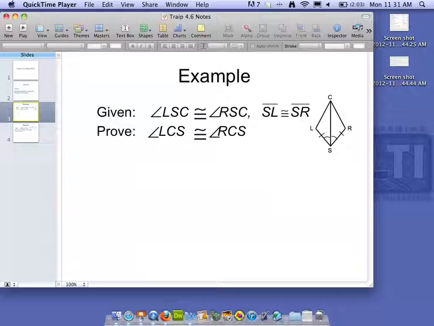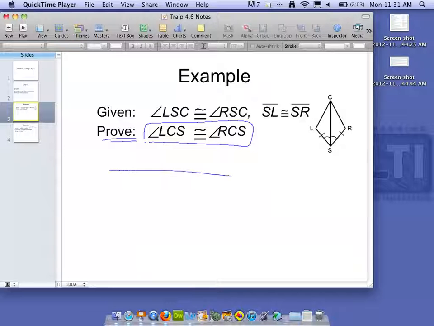So how are we going to use this? Notice that here we're being asked to prove that a couple of angles are congruent, as opposed to all the other problems that we've been working with, which have asked us to prove that triangles are congruent. Well, the idea here is if we prove the two triangles are congruent first, then any corresponding sides or angles are also congruent.